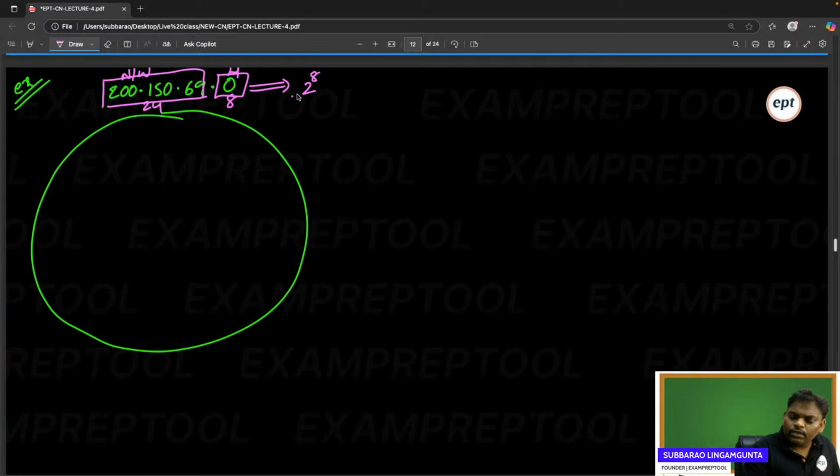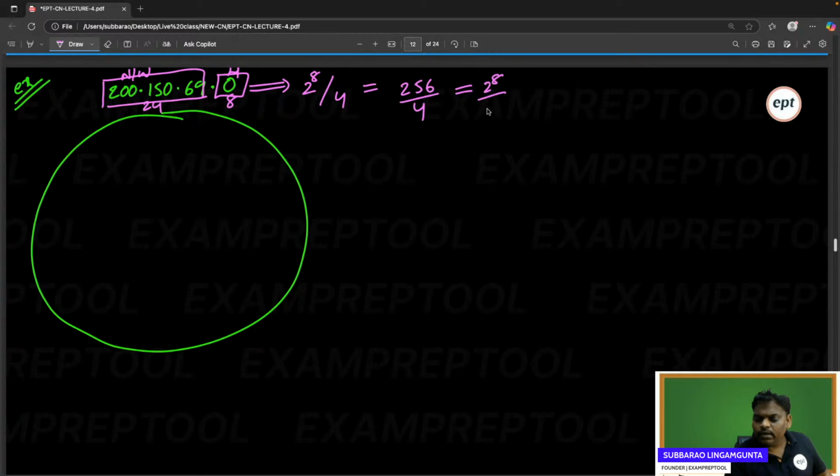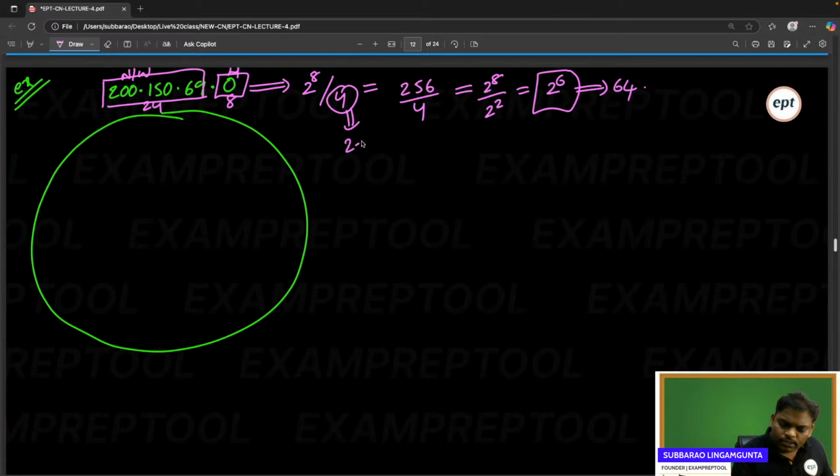2 power 8 is 256, so 256 IPs are possible. Let us assume I am making it 4 subnets: 256 divided by 4. If you observe clearly, 2 power 8 by 2 power 2 is 2 power 6, which is 64. Every one contains 64. For 4 subnets, the subnet purpose is 2 bits, so that 4 subnets are possible.